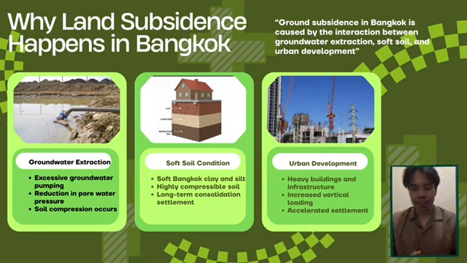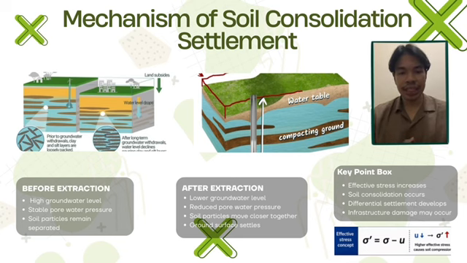The third factor is urban development. The construction of heavy buildings and infrastructure increases vertical loading on the ground, which accelerates settlement in the soft soil layer. When these three factors combine together, the ground surface gradually sinks over time, leading to the land subsidence problem in Bangkok.